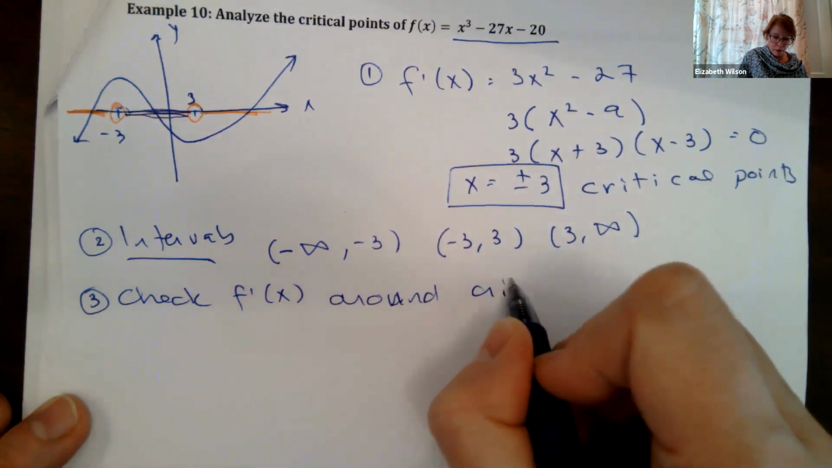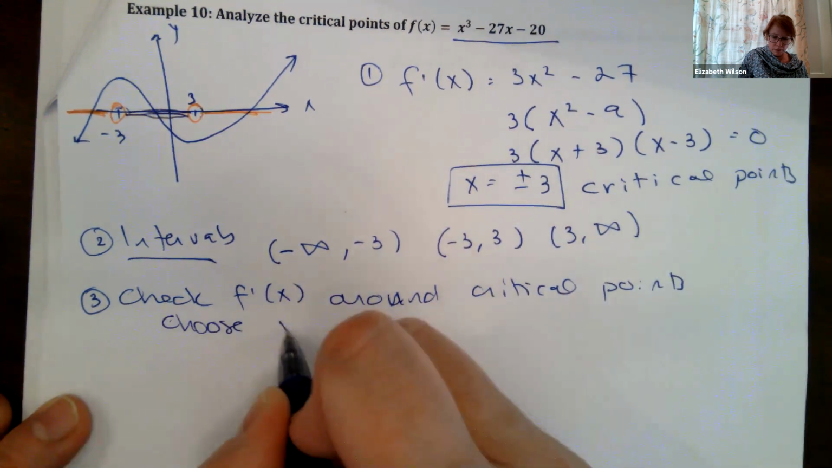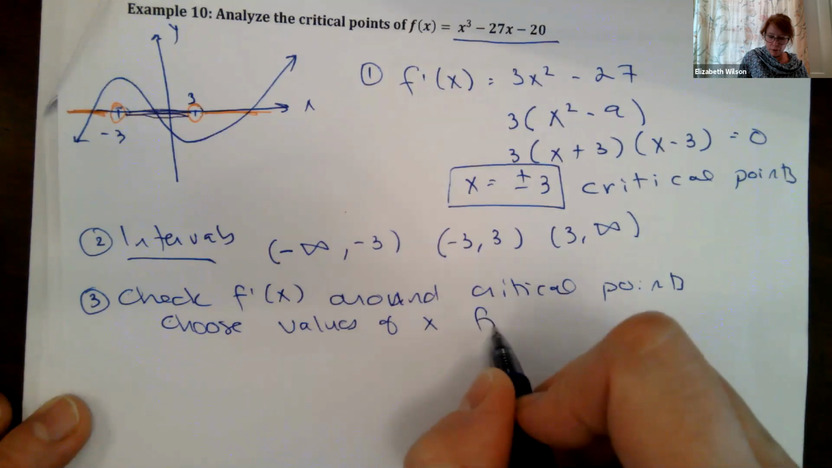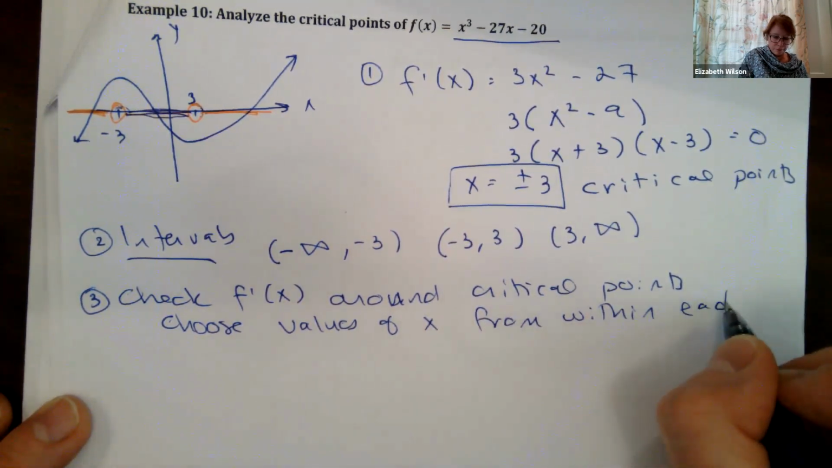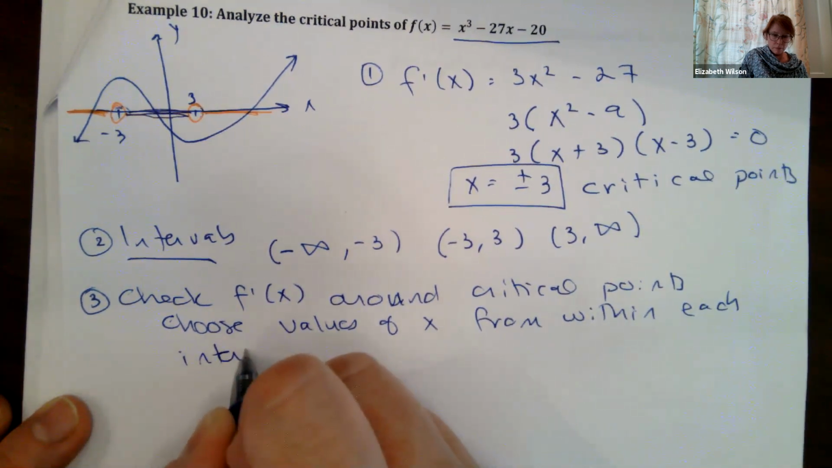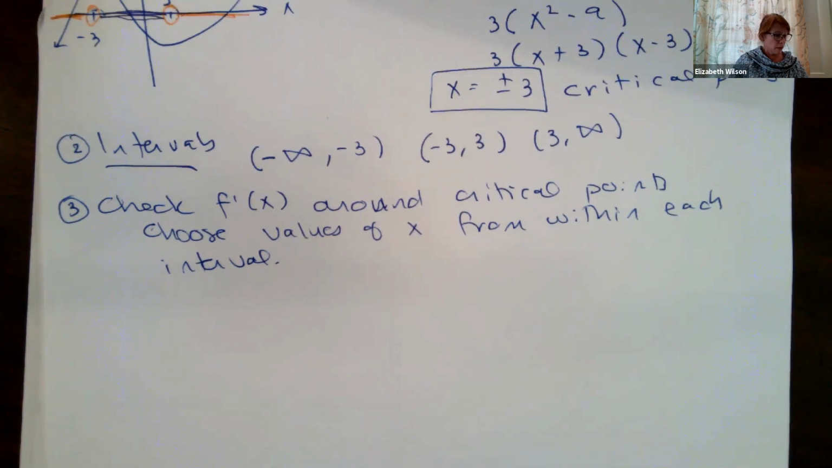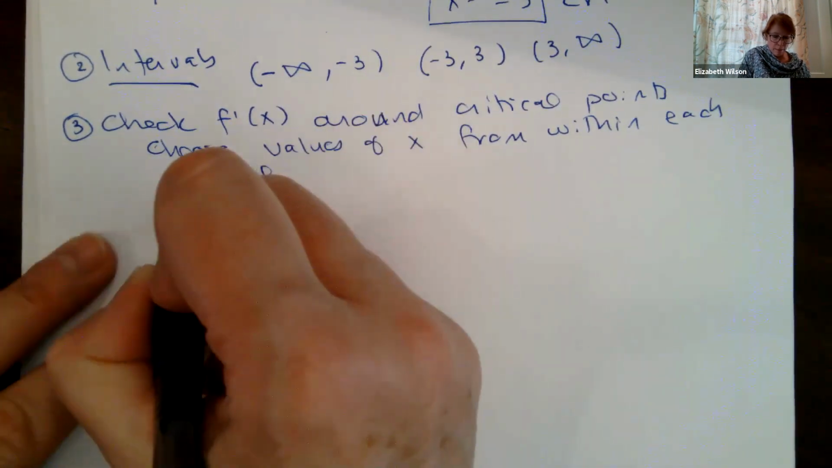Critical points, which means I have to choose values of x from within each interval, and then test it on my first derivative. So I'm going to check my first interval at -4.